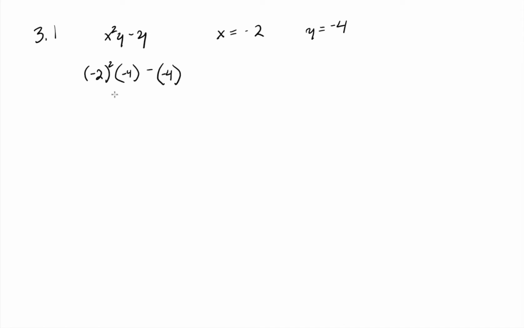We solve the problem. So in this case, we have -2 squared. That's going to be 4 times -4. We have minus -4, so that's going to be plus 4, right? 4 times -4 is -16, plus 4 is -12 for our result. Easy peasy. You guys have done this a million times.